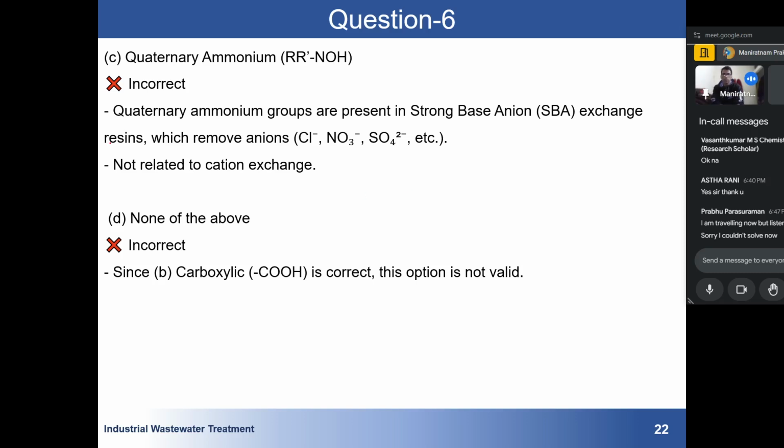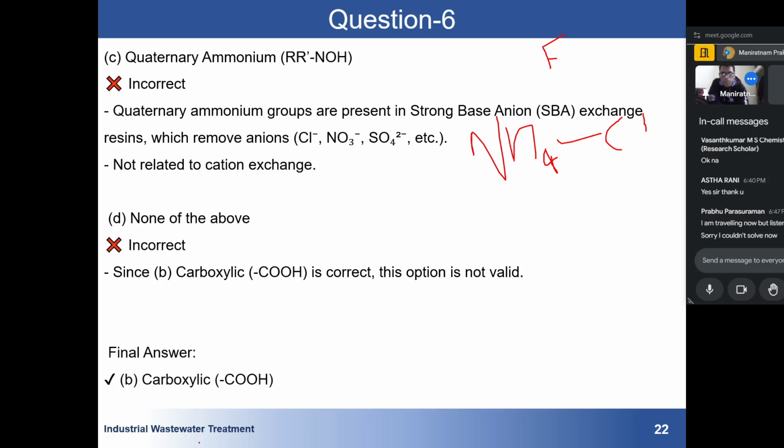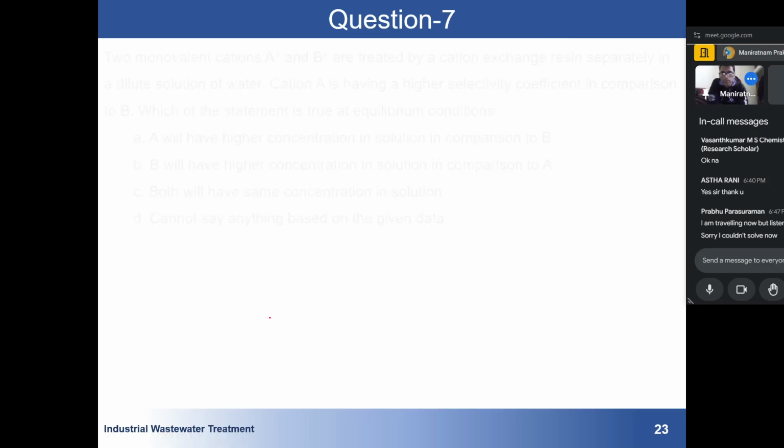Then we have the ammonium group. Quaternary ammonium is present in strong base resins. For fluoride also, we use ammonium-based resin. In the case of fluoride treatment, we use the chloride form, NH4Cl. When fluoride water is passed through it, it releases chloride, and we get fluoride-treated water. Again, this is not the answer. The correct answer is B, carboxylic group.